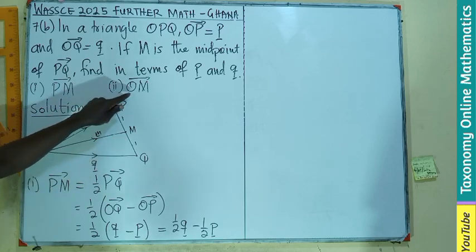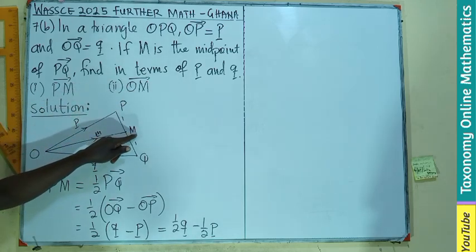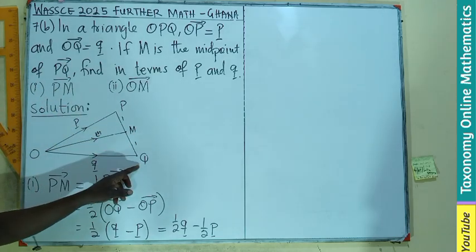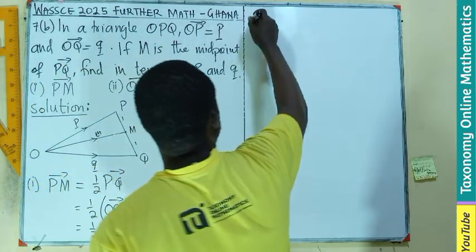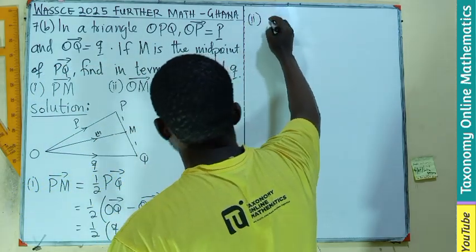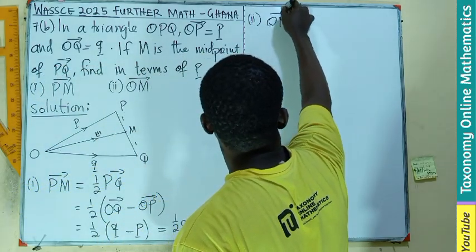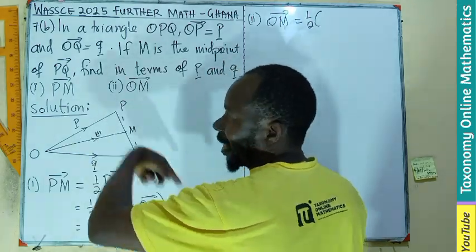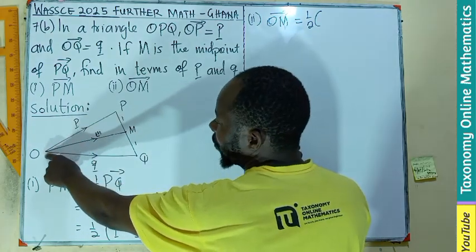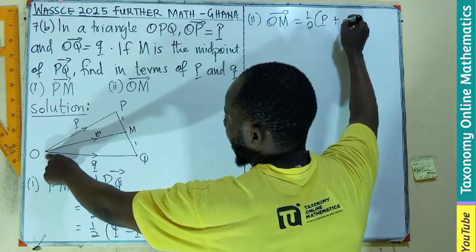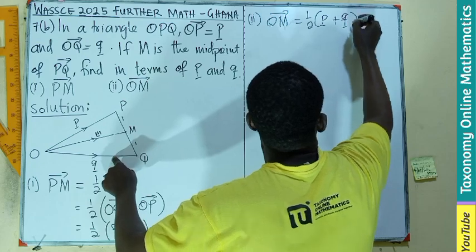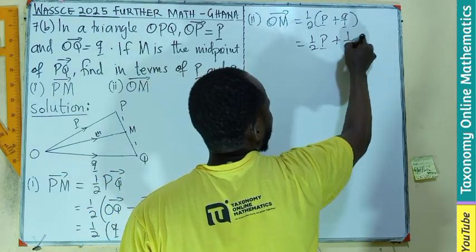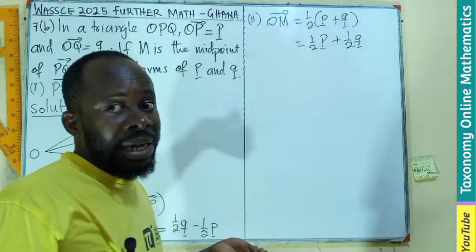PM is here. Now we're looking for OM. OM is the midpoint of the position vectors OP and OQ. So as a direct formula, we can just take it as a midpoint: OM equals half of the position vectors, which is going to be P plus Q. I can pick it that way and go half of P plus half of Q. Directed that way.